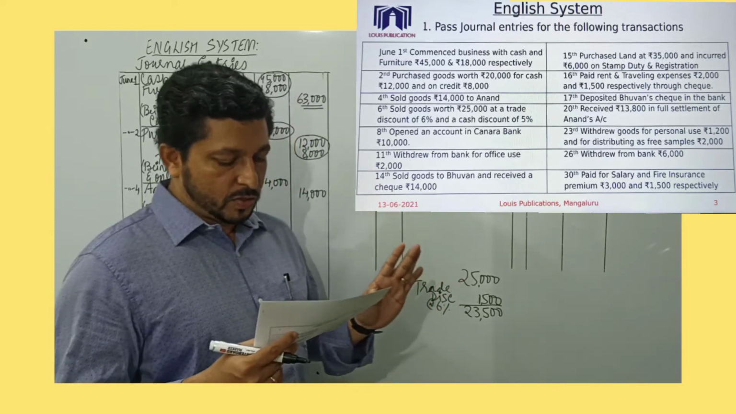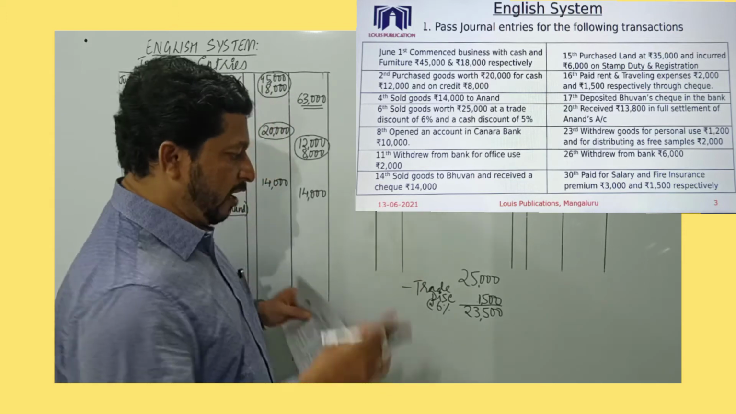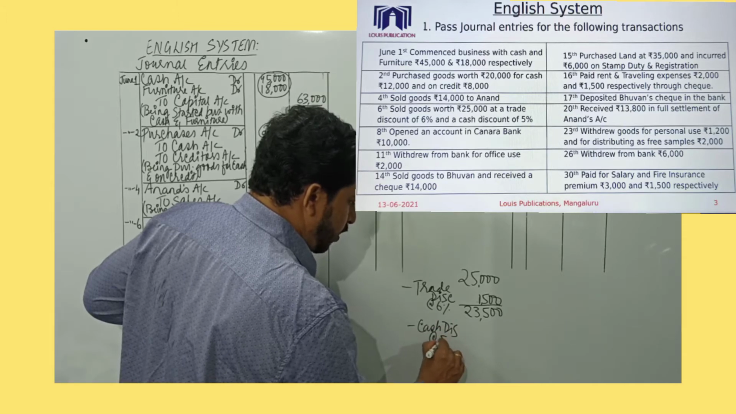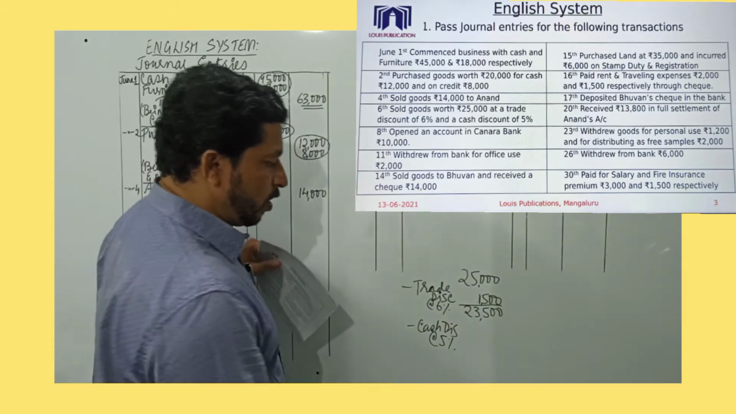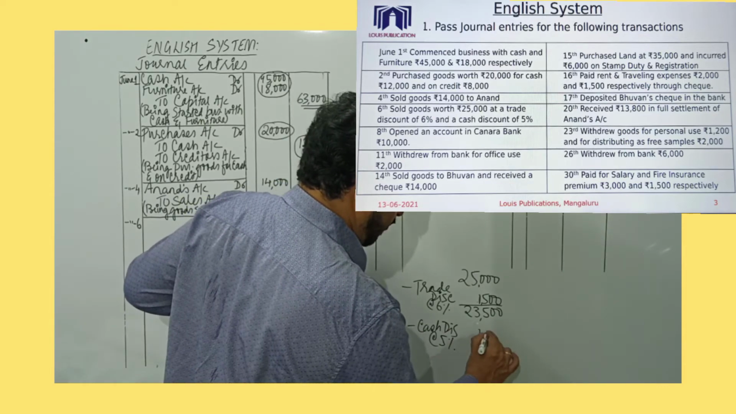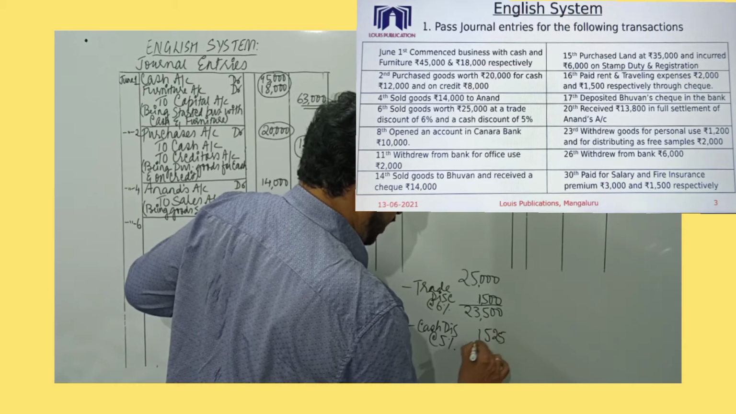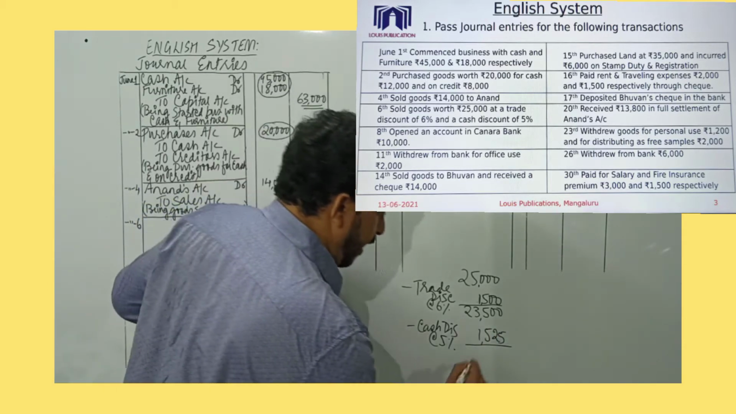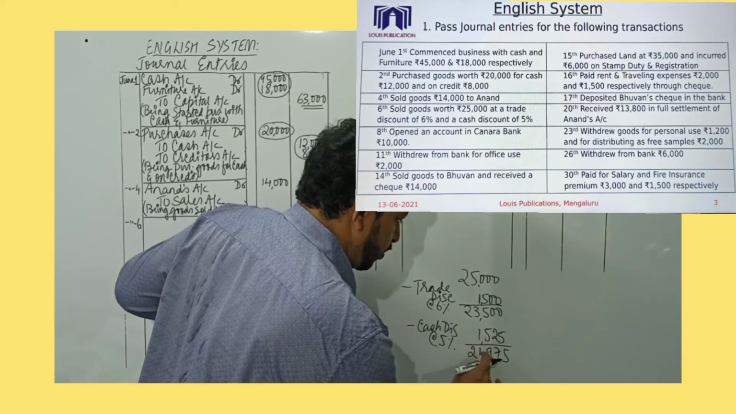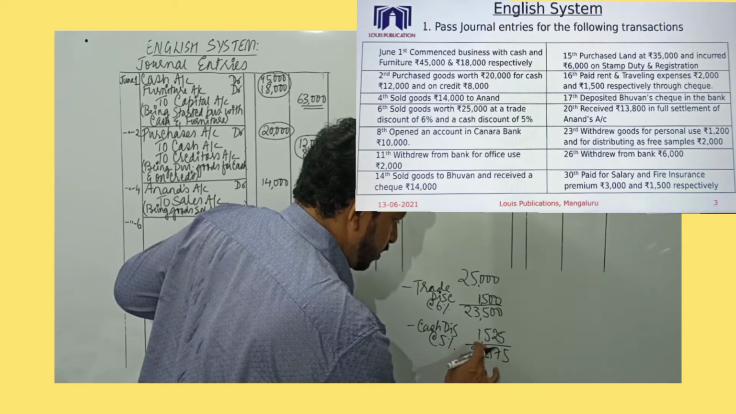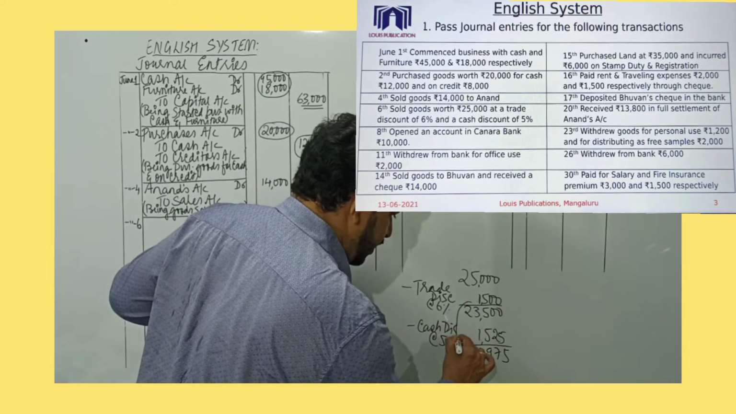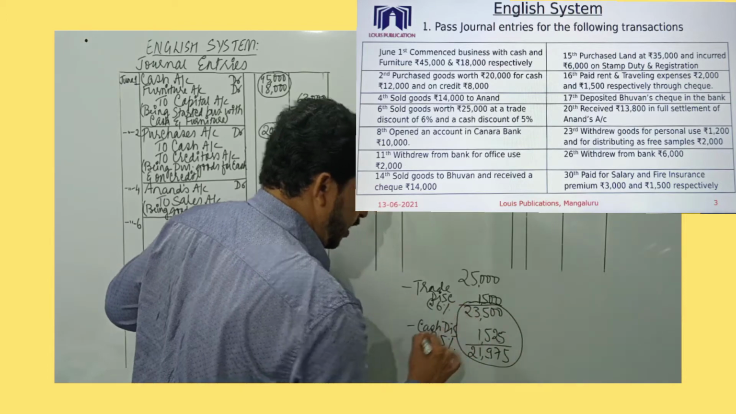Remember, 23,500. And then it's given a cash discount of 5%, and that 5% cash discount will be calculated on 23,500. So it will be 2,350 for 10%. So half of that will be 1,175. 1,175 will be the cash discount, and the amount actually received will be 22,325. So we are going to record only this part of the numbers in our accounting books.